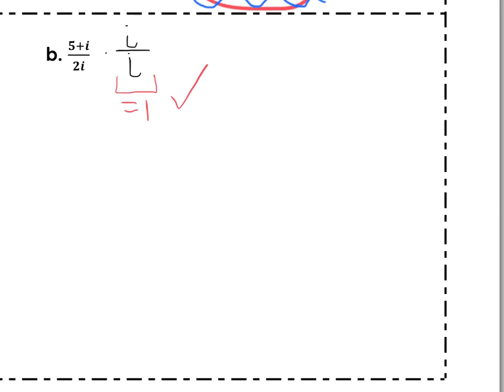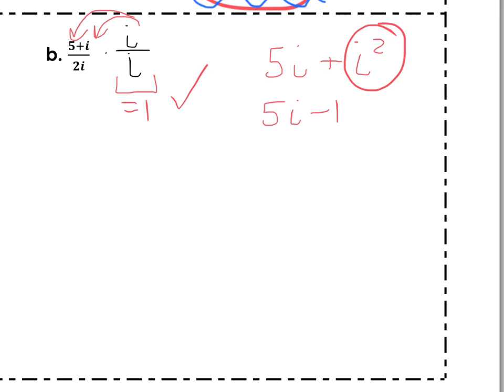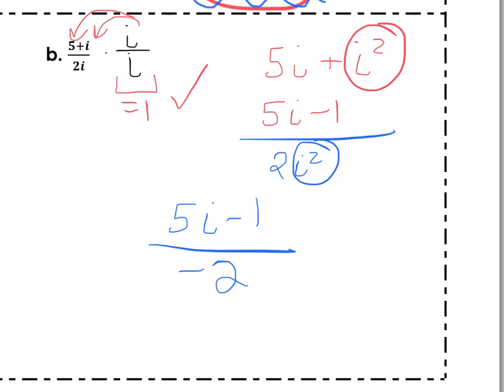So then in the numerator, we're going to distribute the i into both terms in the top. So we get 5i plus i squared. i squared is just equal to negative 1, so we have 5i minus 1. Now on the bottom, 2i times i gets me 2i squared. Once again, i squared is equal to negative 1, so we have 5i minus 1 over negative 2.